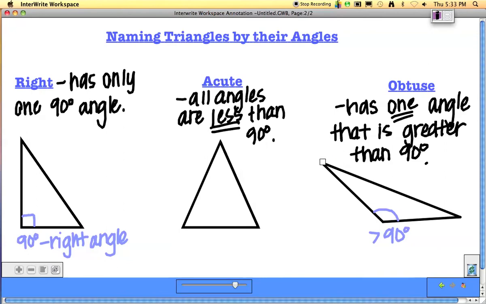That's just not possible. So now we've learned about the three ways that you can name your triangle by their angles. We have a right angle triangle. We have acute where all of the angles are less than 90. And then we have an obtuse triangle where one of the angles is greater than 90. I'm going to fix this really quick because it doesn't look like a less than sign. So now that we know the sides and we know the angles, we're going to look at naming them by both the side and the angle.